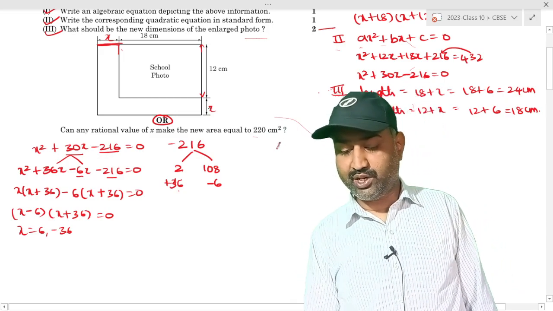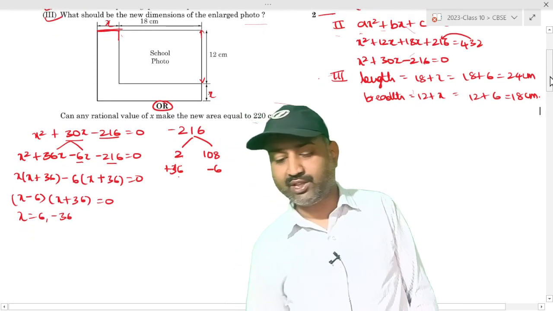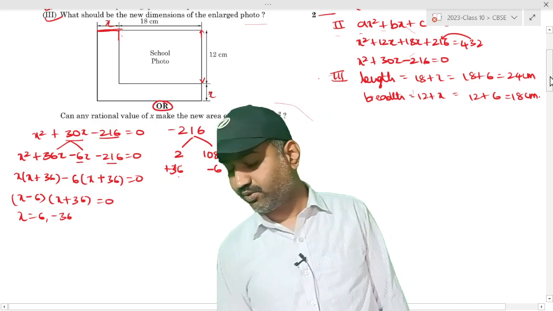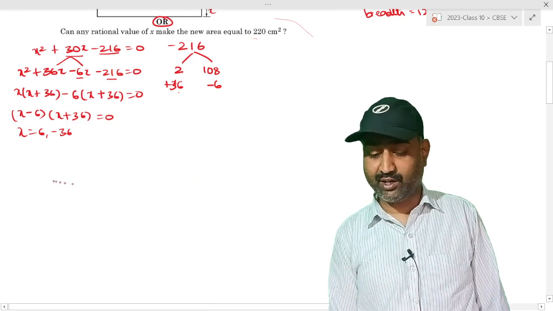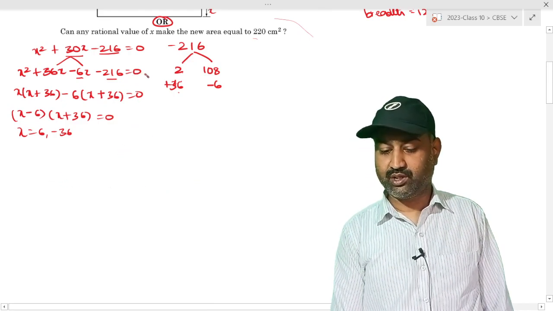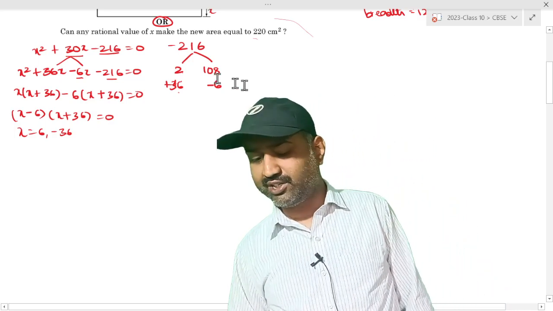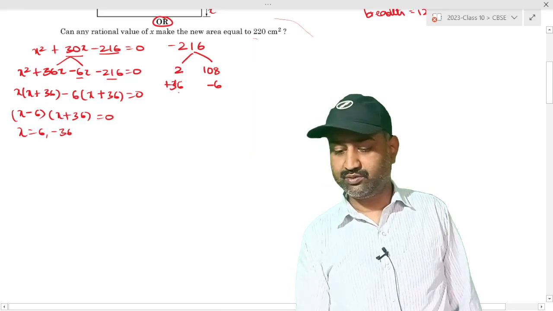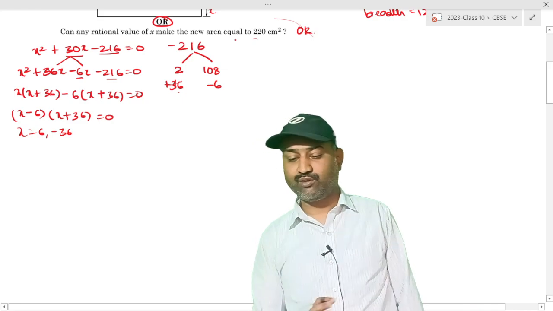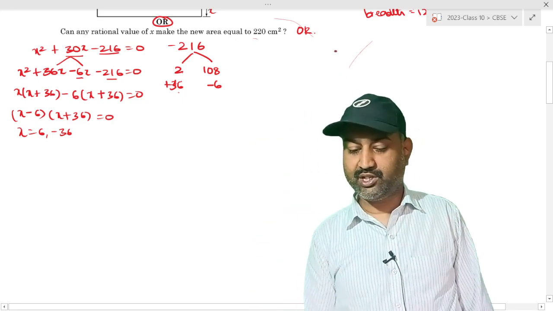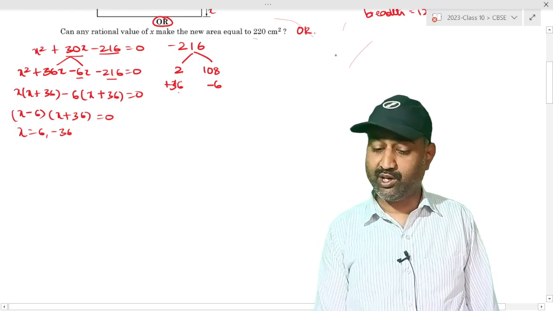And there is an OR option here. Can any rational value of x make the new area equal to 220 centimeters square? How to find the rational value here? Listen very carefully. This is not a simple question. Many students are confused here. Even though it is an OR option, I'll just solve it too, so you will understand. This is not necessary for exam purpose. In the exam, don't attempt it. But I am solving it just to understand the concept here.